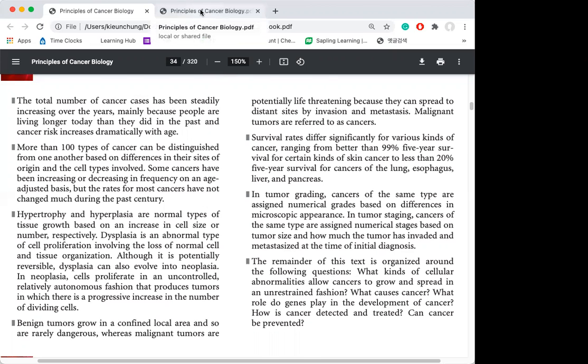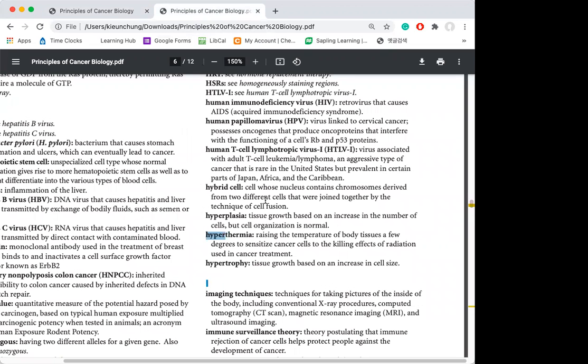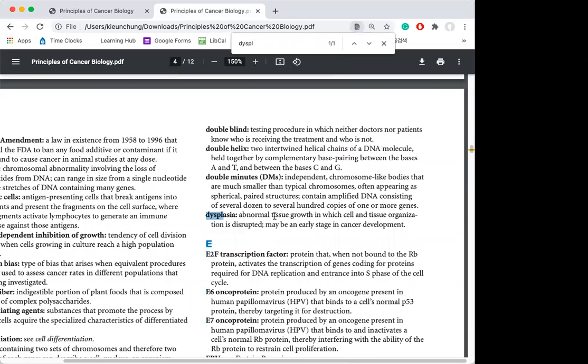Key terms. Hypertrophy: tissue grows based on an increase in cell size. Hyperplasia: tissue grows based on an increase in the number of cells, but cell organization is normal. Dysplasia: abnormal tissue growth in which cell and tissue organization is disrupted. May be an early stage in cancer development.